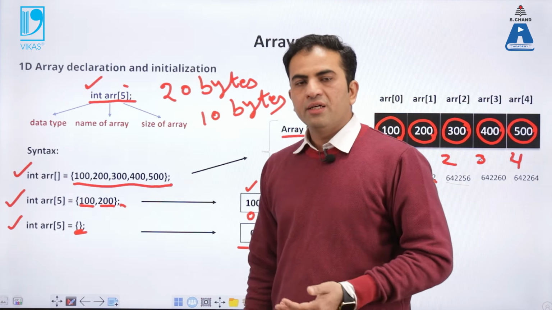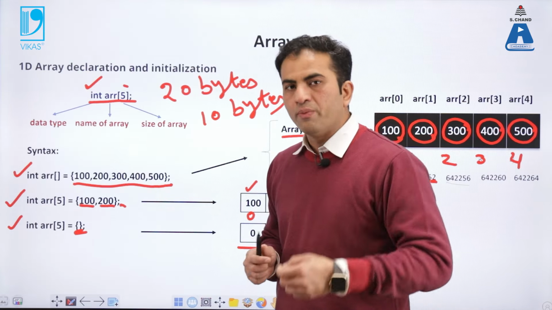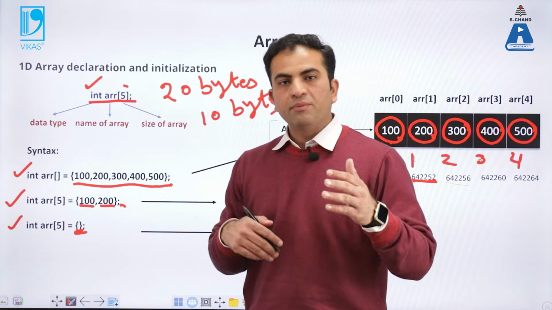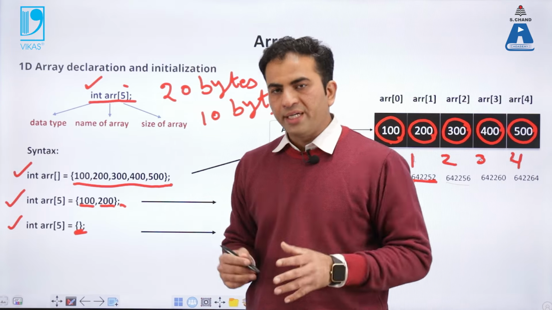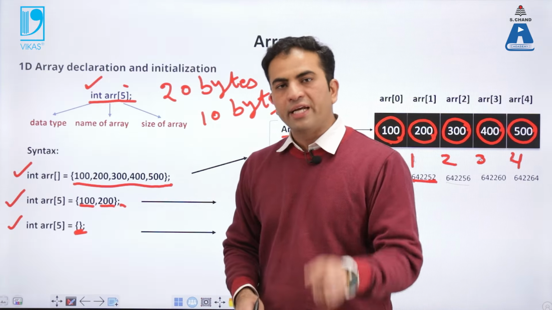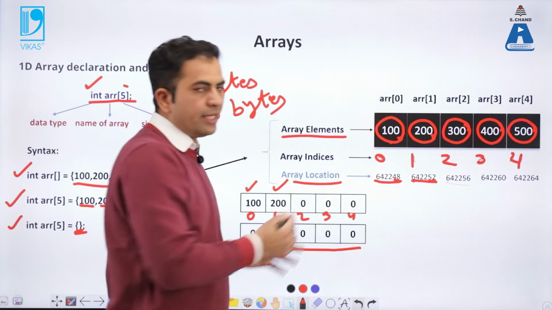Some IDEs like Turbo C++ give you the output in 2 bytes, and some other IDEs like Dev C++ or some online IDEs will give you the output in 4 bytes. So don't get confused in this. The concept must be clear, 32-bit processor and 64-bit processor. So I hope the concept of this array is clear.